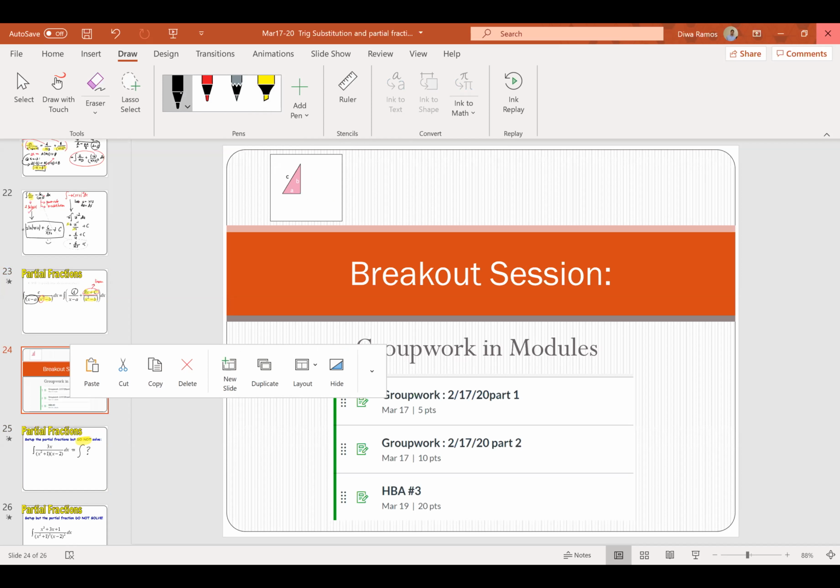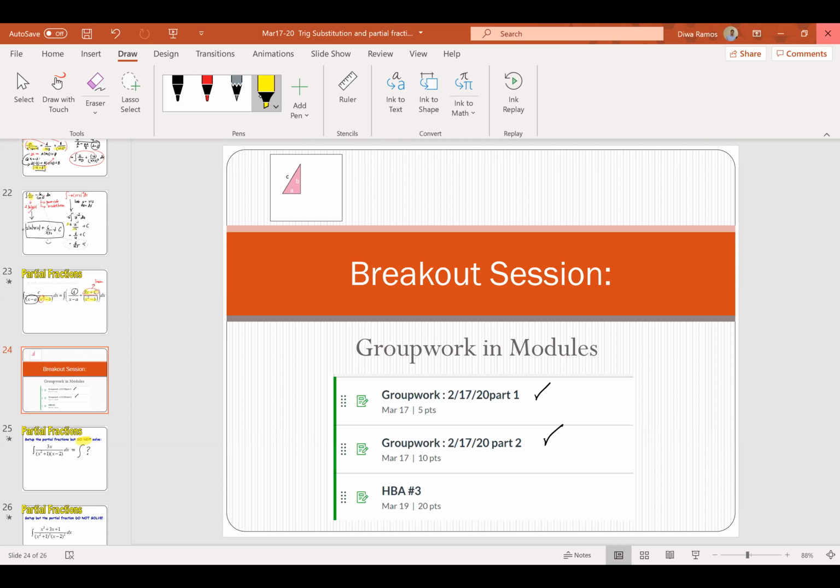So in the breakout session, I'll stop here at the moment. And for the group work, just to let everybody know what's going on, you will have part 1 and part 2. Those are 2 questions. They're not the same amount of points. One of them has more points than the other because one you have to solve and one you don't. And you can also see when it's due.